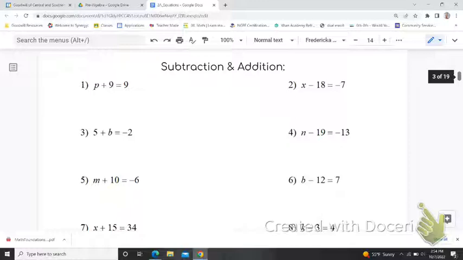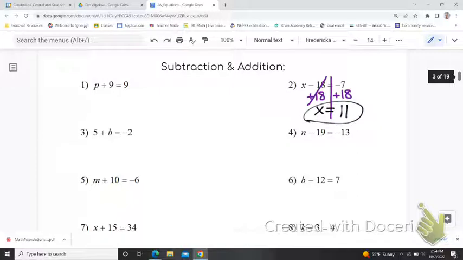So I want to get the x by itself, so I want to get rid of the minus 18. To get rid of that subtract 18, I'll add 18. Whatever I do on the left, I'm going to do on the right. This is gone. And then x is equal to negative 7, positive 18. They're different, so I subtract. The bigger one was positive, so it is positive 11.